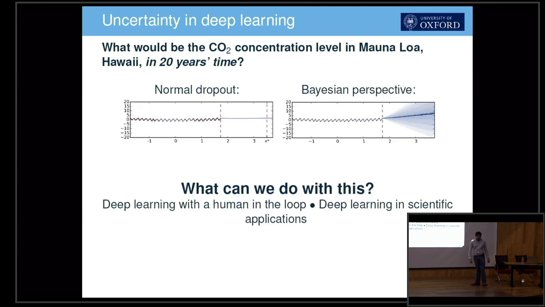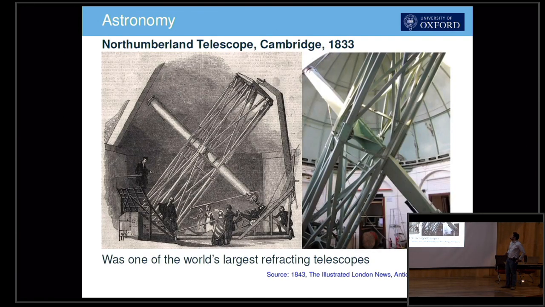So what can we do with that? We're going to look at some examples. We're going to look at a couple of examples on doing deep learning, human in the loop, and we're going to look at how to do deep learning in scientific applications, where we actually need to get confidence bounds.